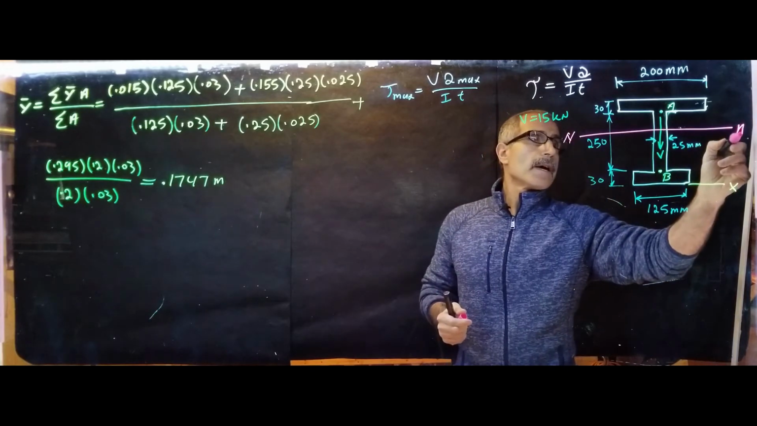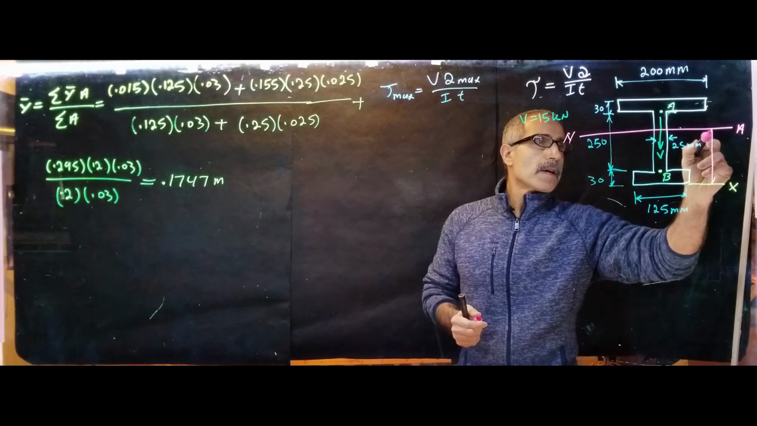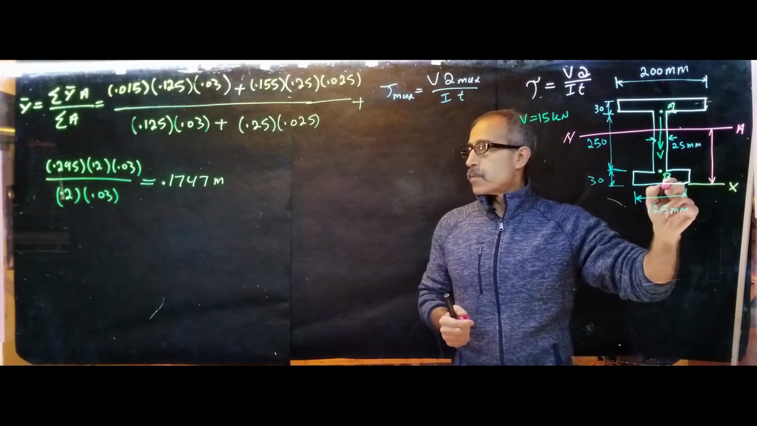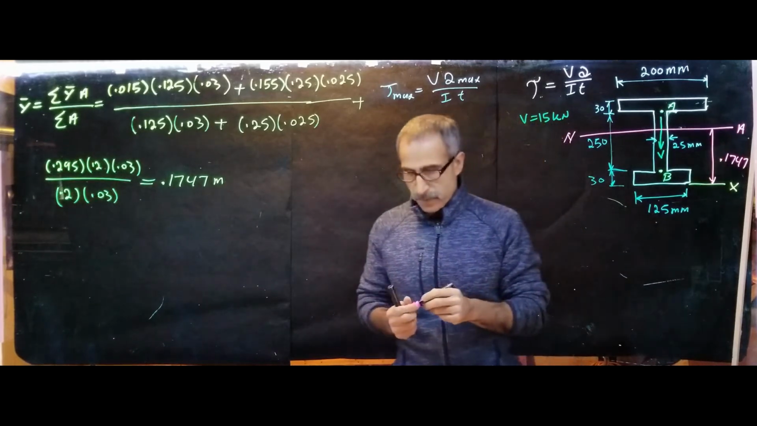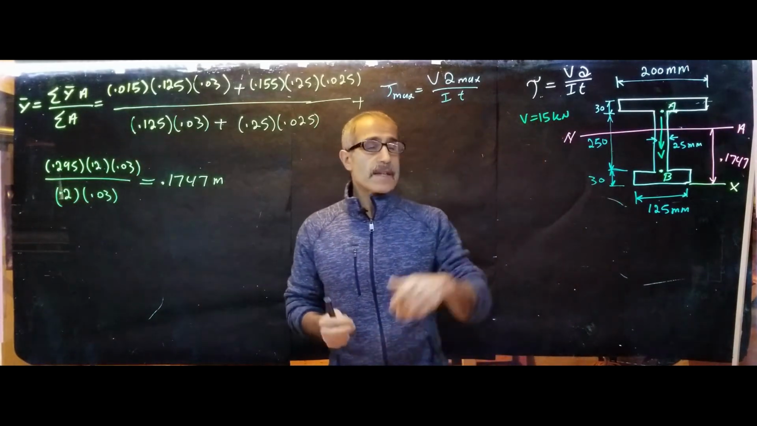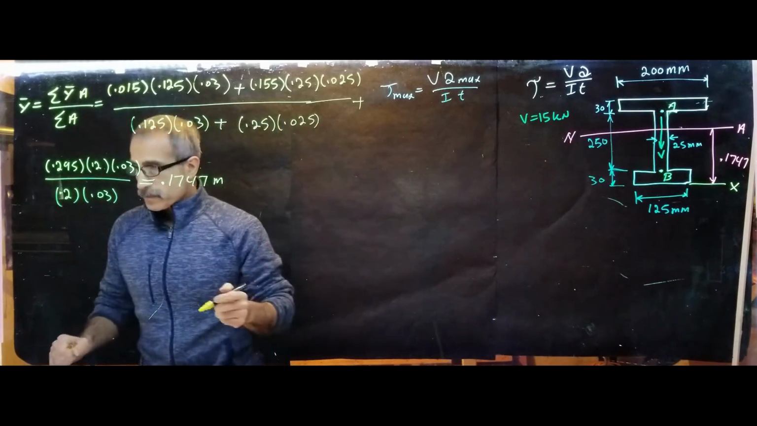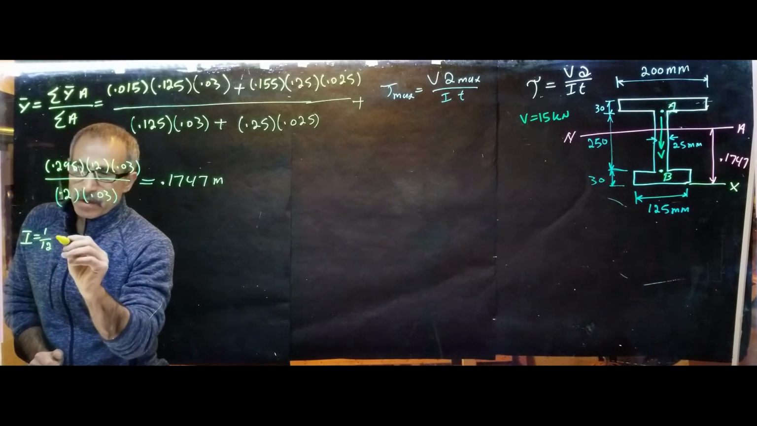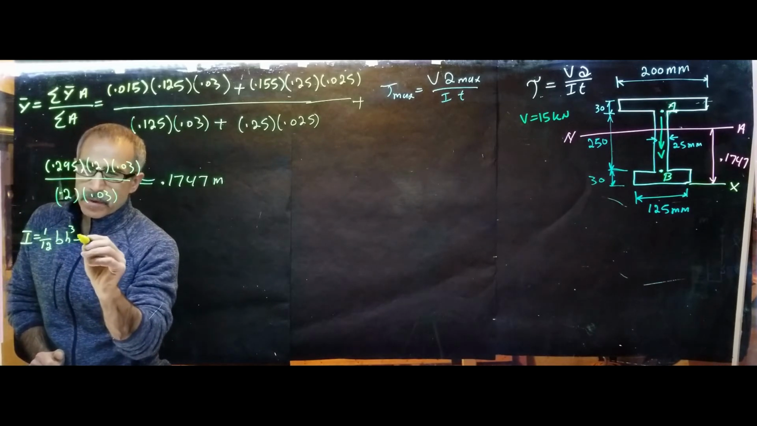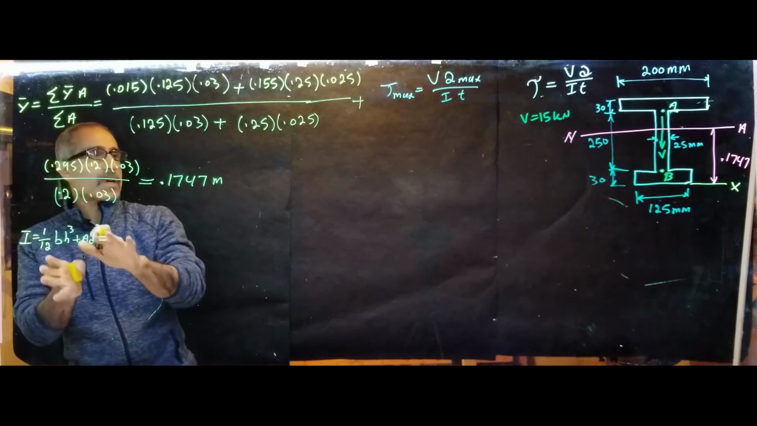In A, and that's about 0.1747. Okay, now we have that. Again, same thing. Let's find the moment of inertia. And the moment of inertia for all three shapes is equal to 1/12 bh cubed plus Ad squared, because the shapes we have are all rectangular, so this formula will apply.